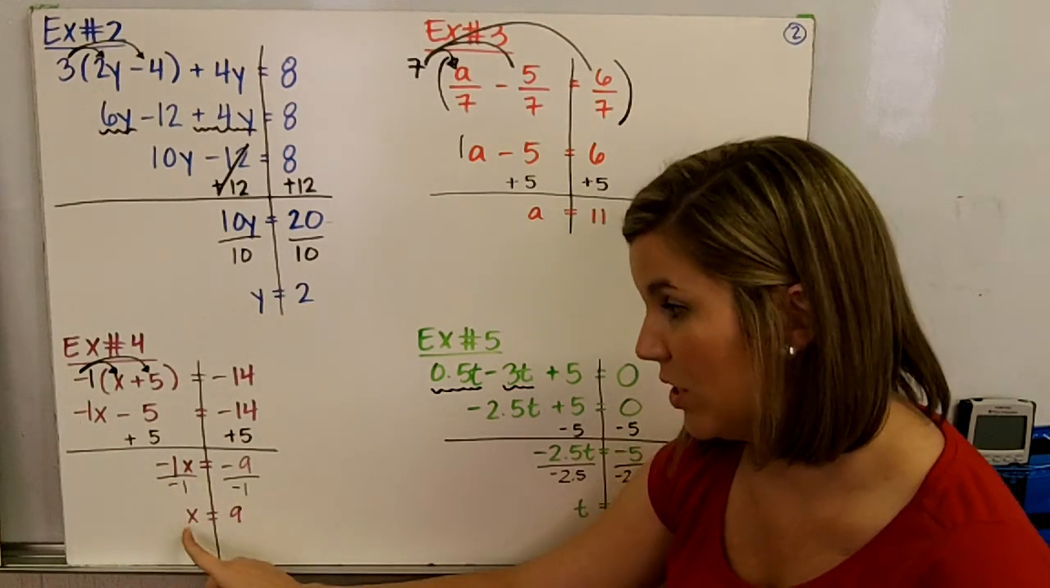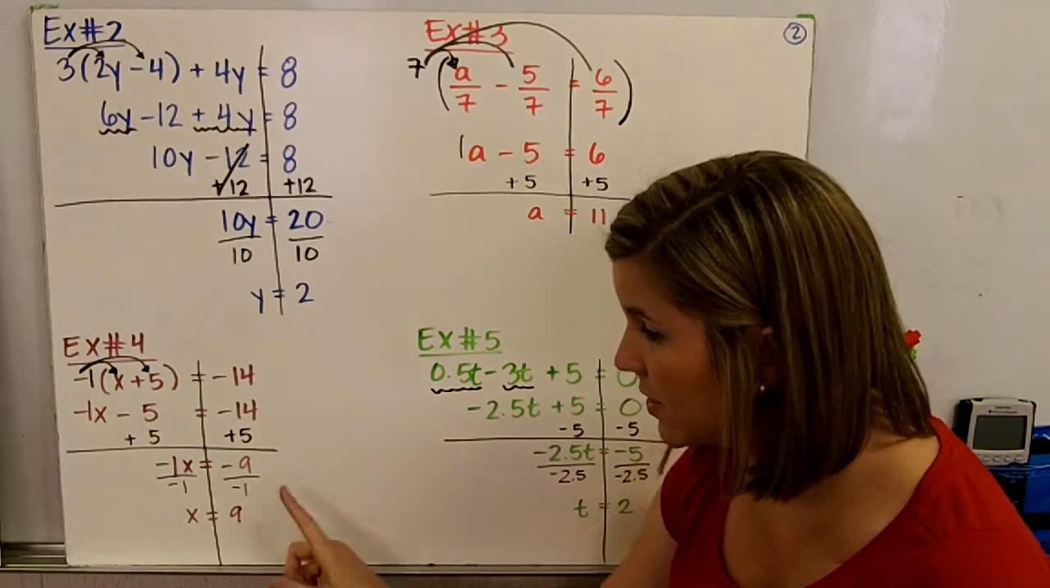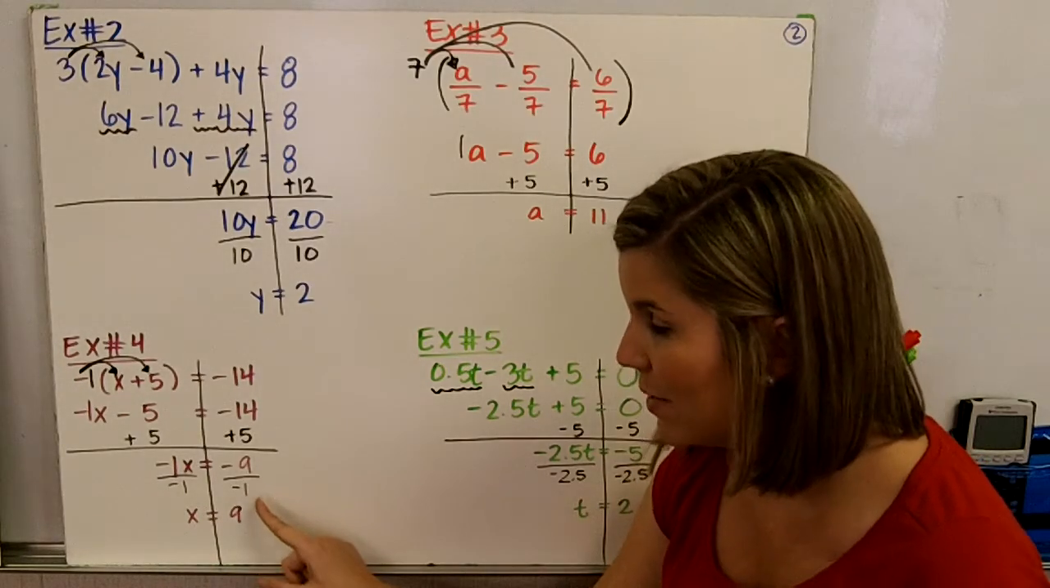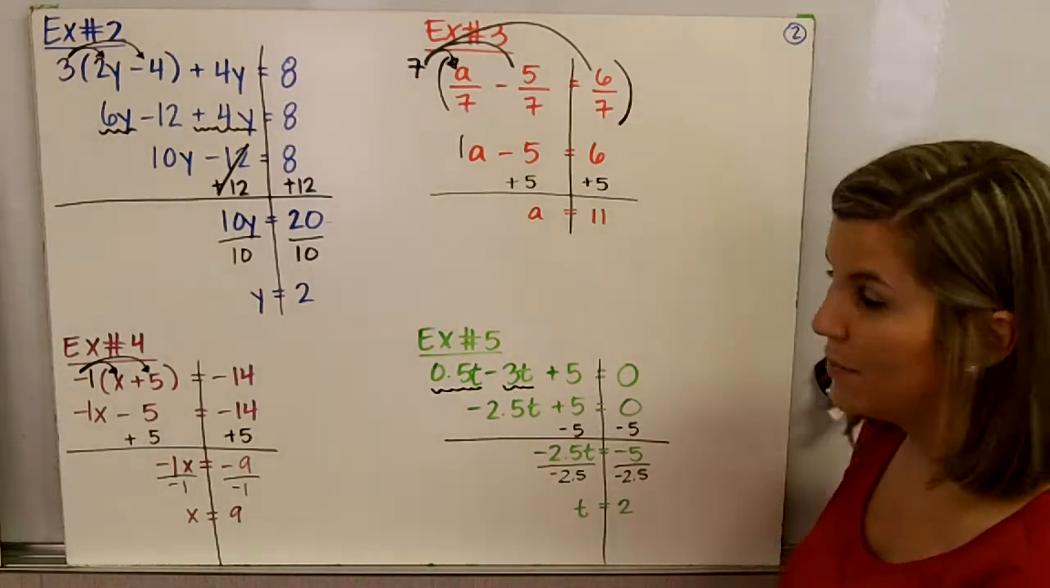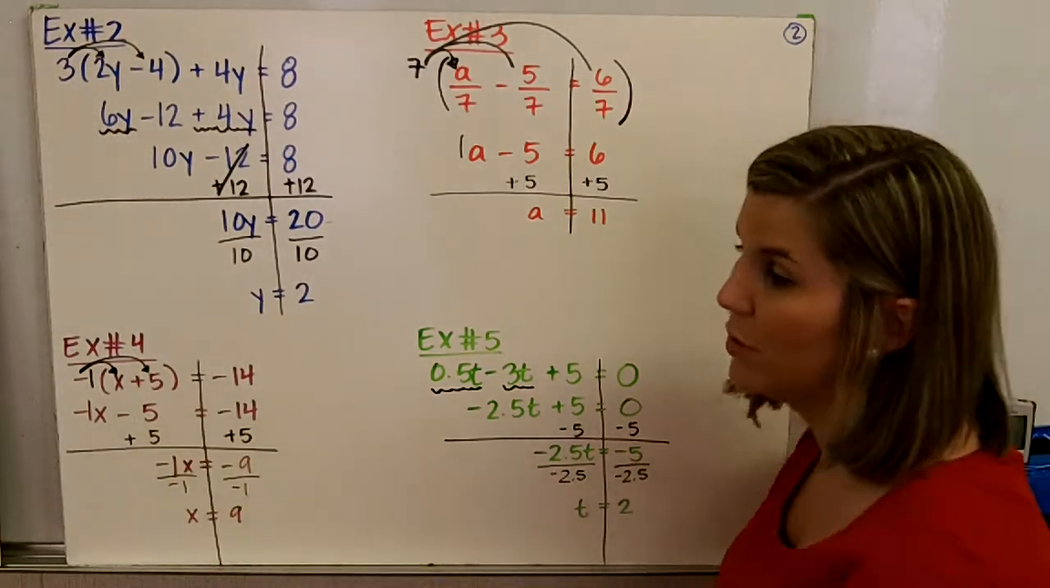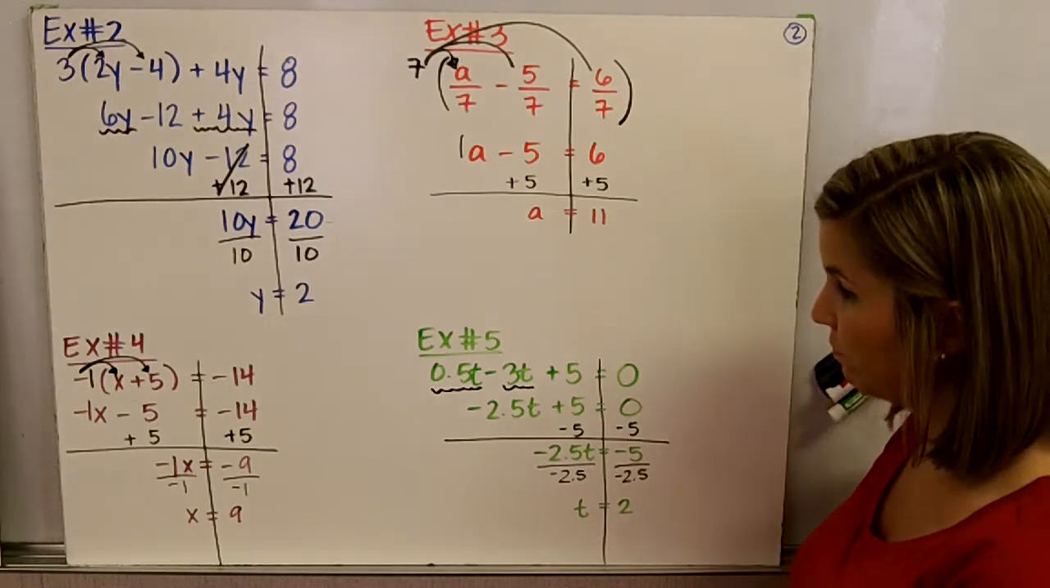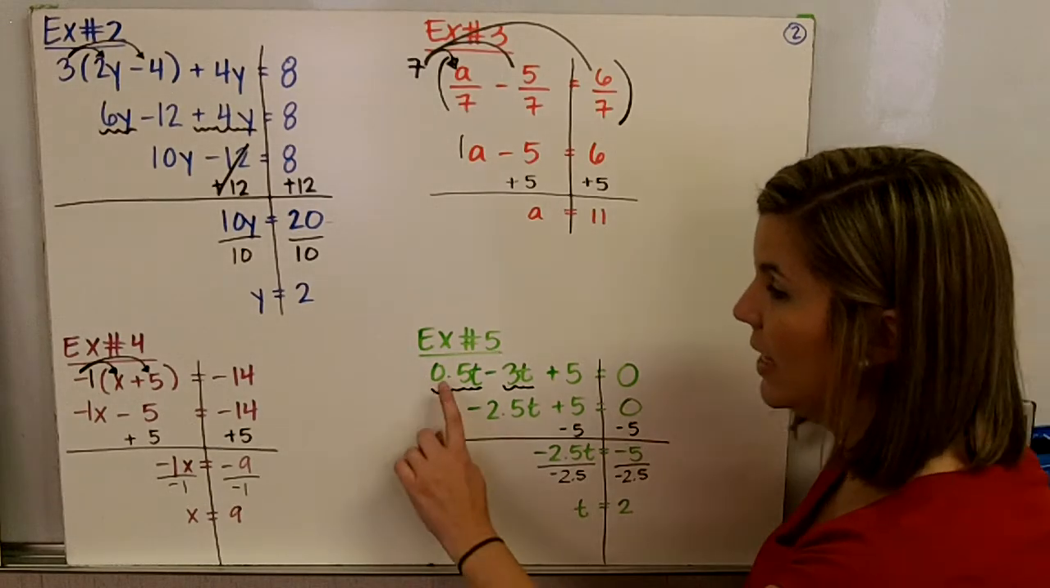Negative 1 divided by negative 1 is just positive x. And negative 9 divided by negative 1 is positive 9. Negative over negative is a positive. Plug in 9 into the original problem to check. Example 5.